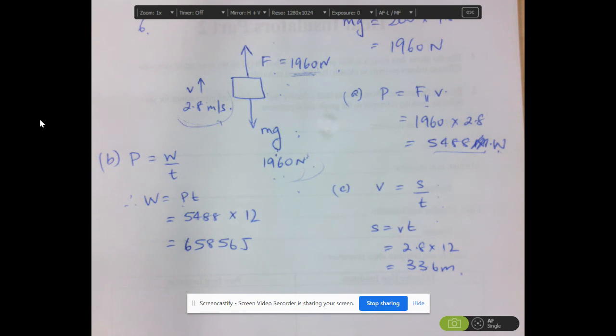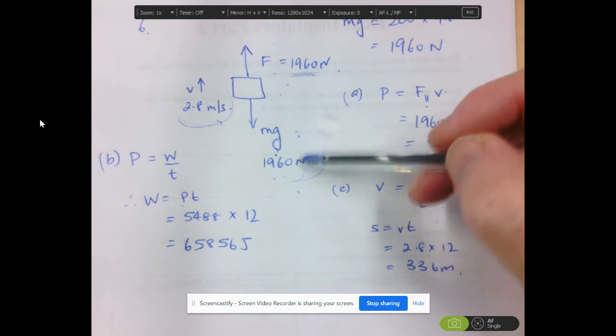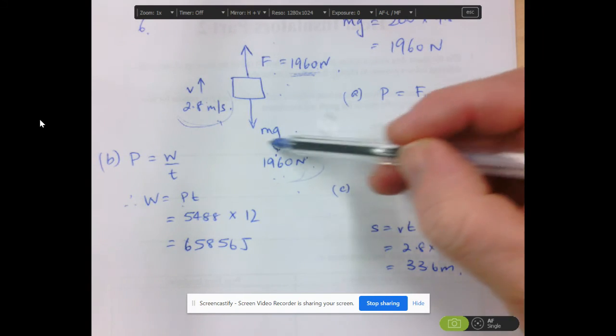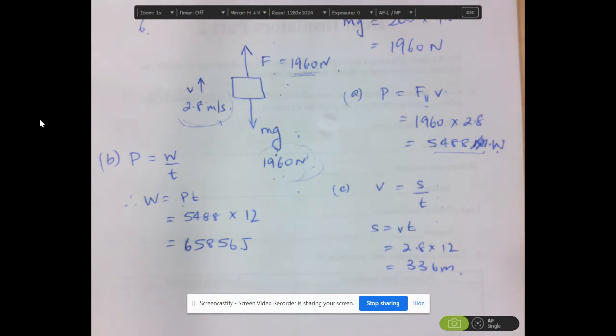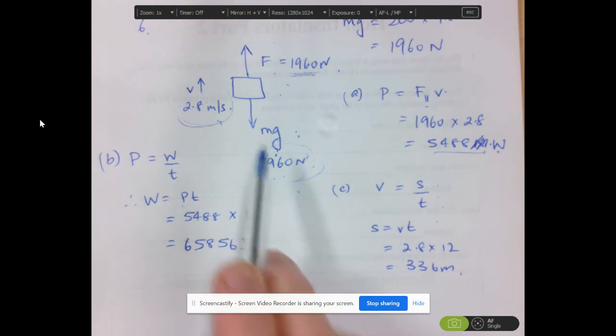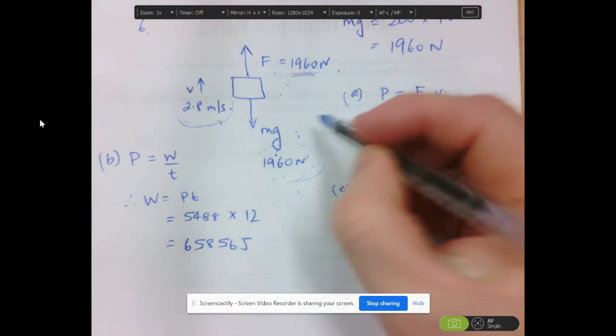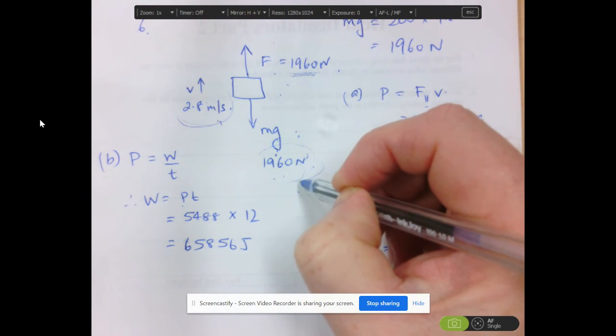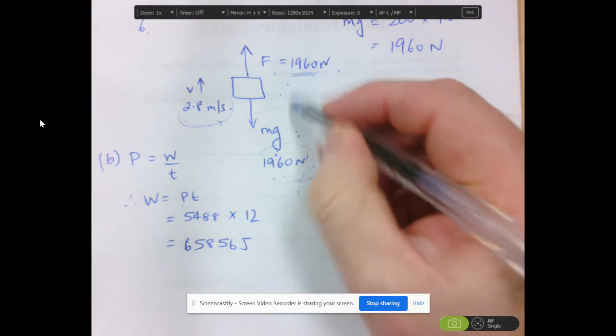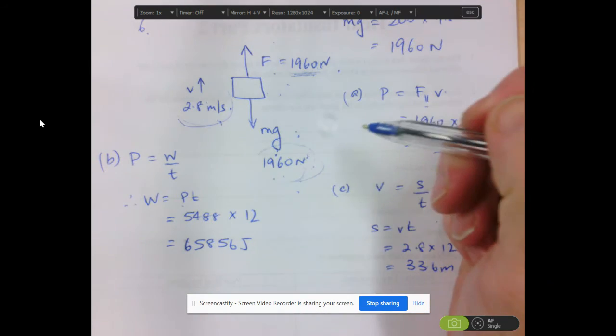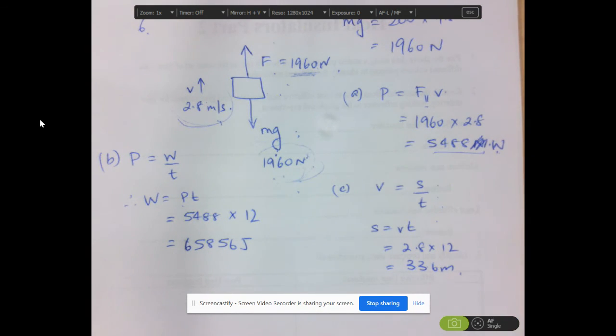And the final question is, what is the sum of all the retarding forces? Well, the sum of all the retarding forces, in this case here, is 1960. This would be mg, the weight. That's the major retarding force. But obviously, as it does move up, there will be air resistance as well, and even the crane would have internal resistances.